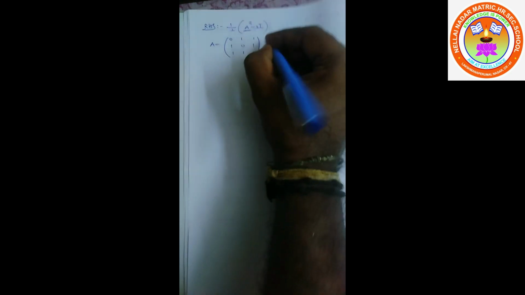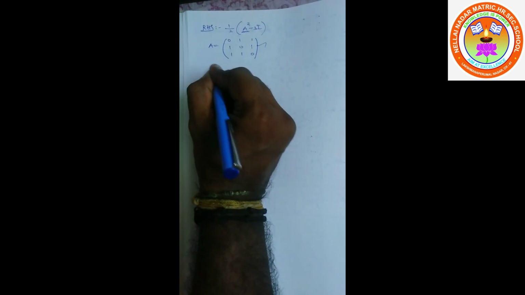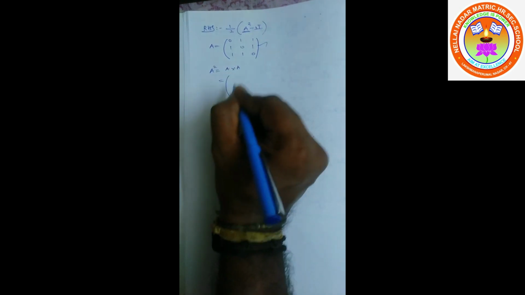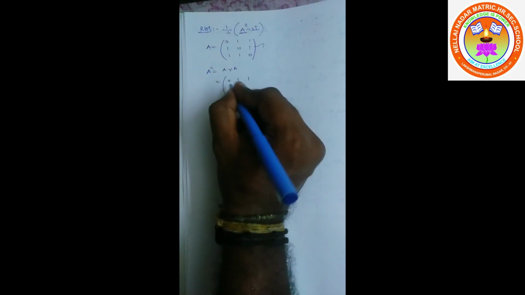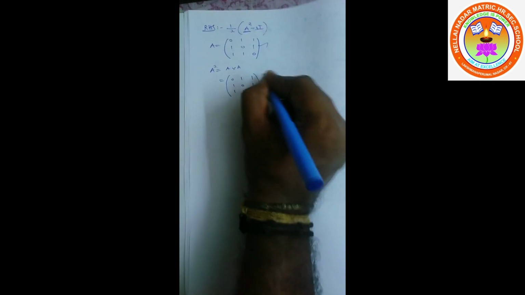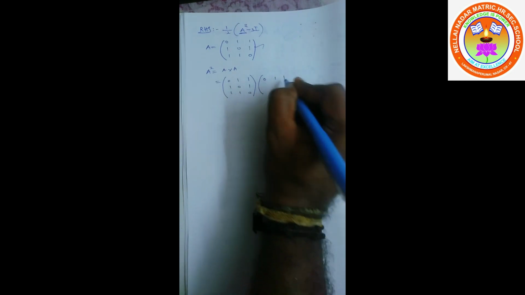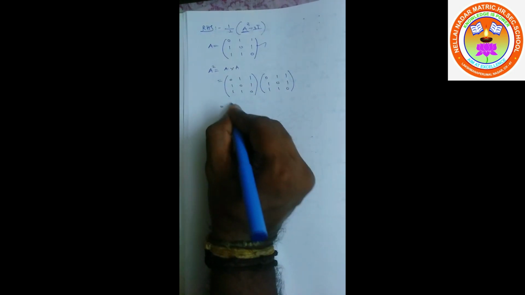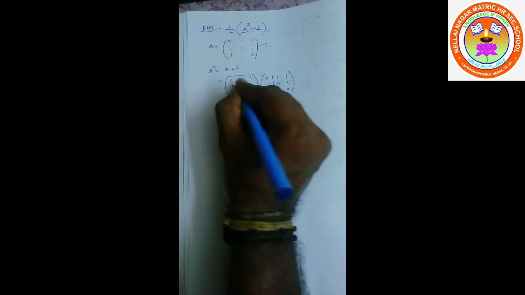This is LHS. Next I need to take the RHS. RHS: 1 by 2 into A square minus 3A. First I will find A square. A square is nothing but A into A. I need to multiply A and A. 0 1 1, 1 0 1, 1 1 0. This is A. Once again A: 0 1 1, 1 0 1, 1 1 0.